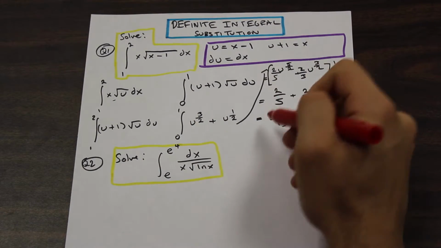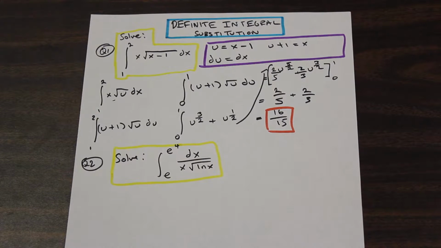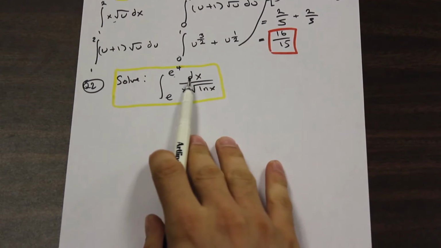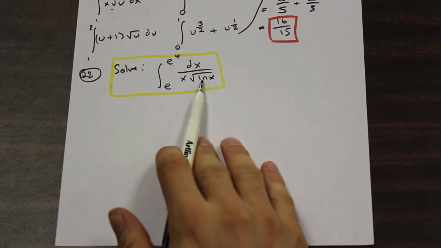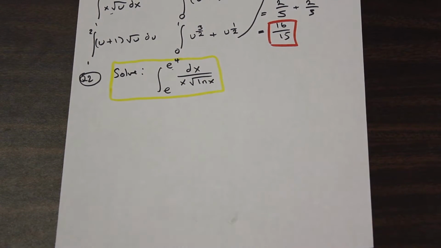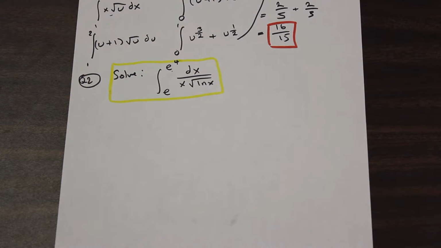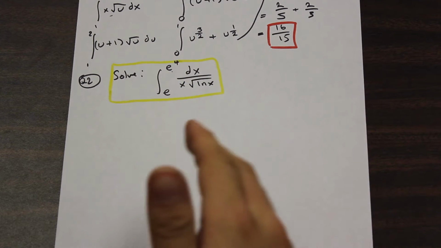All right, so I hope that introduced you to changing the bounds in a definite integral substitution scenario. So let's do something a little trickier in the second question. So we have solve from e to the fourth of 1 over x times root of ln x dx. Okay, so this looks a little bit confusing, right? This looks scary. What would you substitute here? What would you substitute for u in this question?